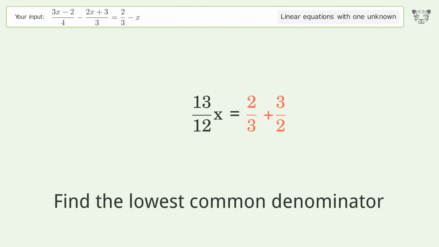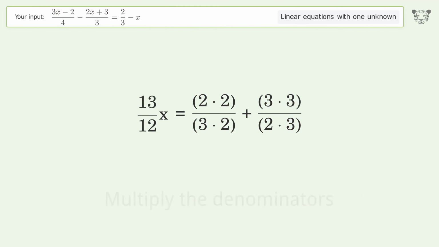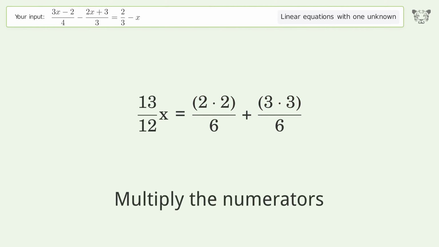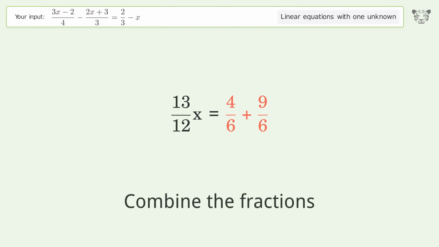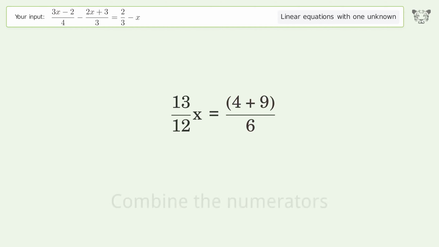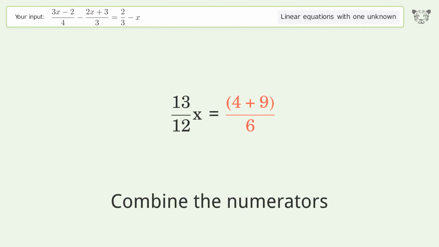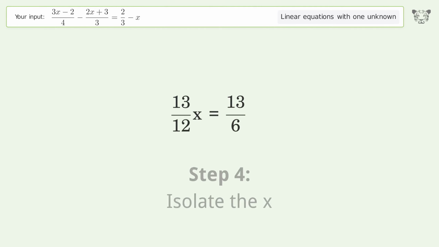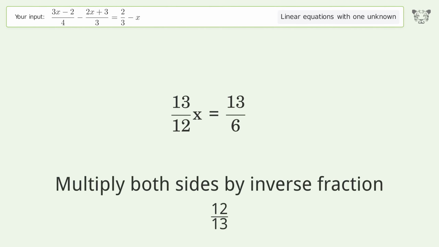Find the lowest common denominator. Multiply the denominators. Multiply the numerators. Combine the fractions. Combine the numerators. Isolate the x. Multiply both sides by inverse fraction 12/13.